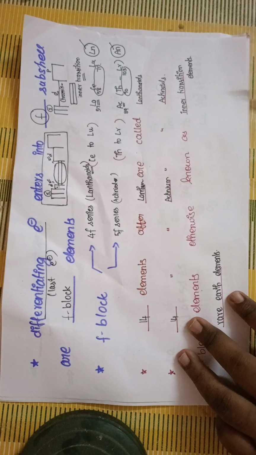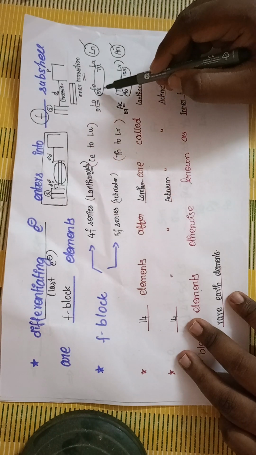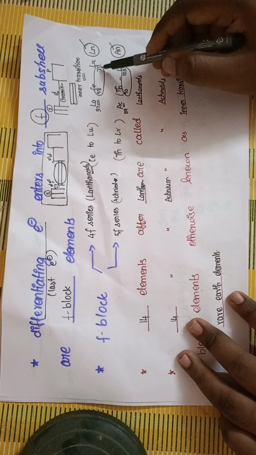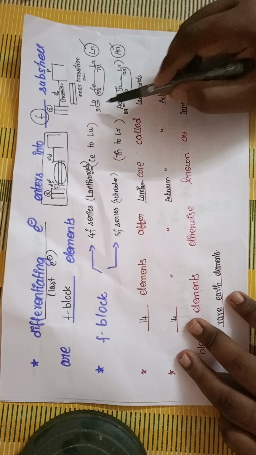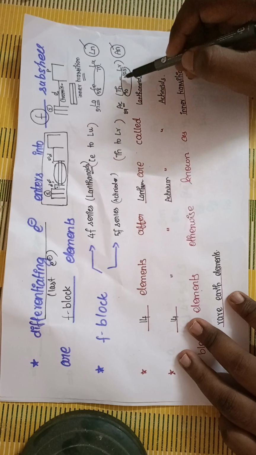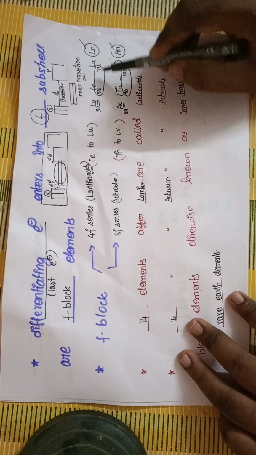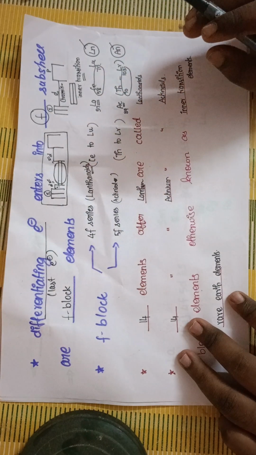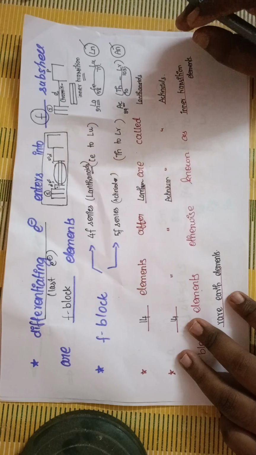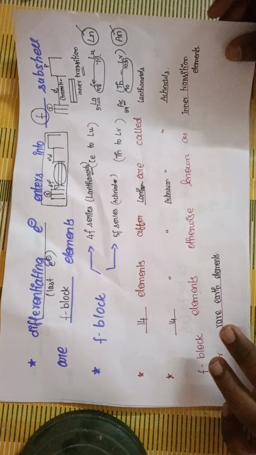Clear? Which elements are called lanthanides and which are called actinides is mandatory. You should memorize the atomic numbers 58 to 71 and 90 to 103. If you know the whole periodic table, it is easy for you. Otherwise, you should memorize these atomic number values. F block elements are also very important. We have a shortcut. I don't know how it will work out with you.